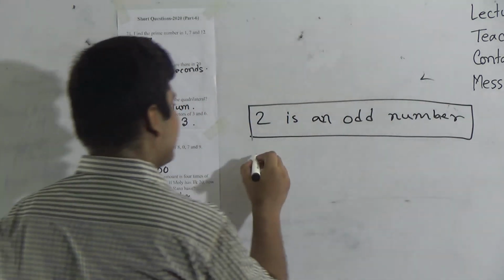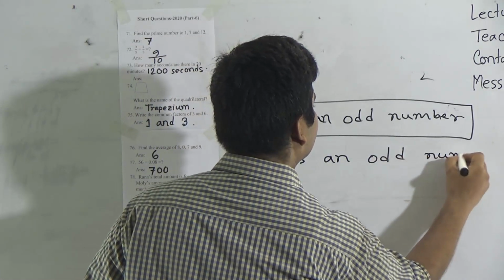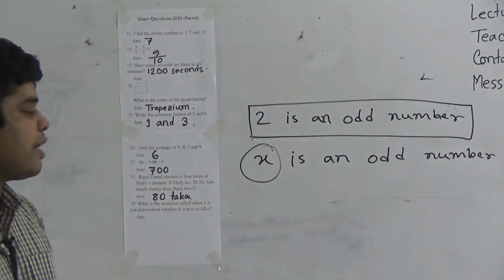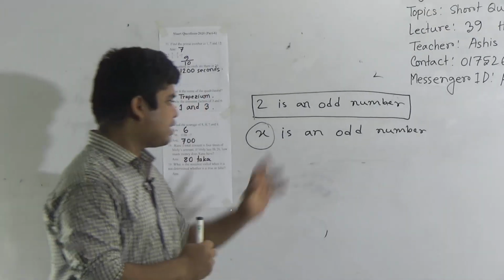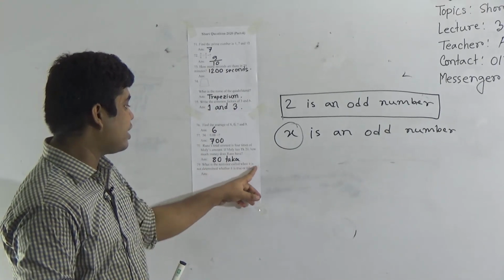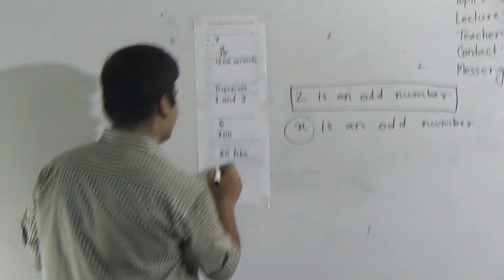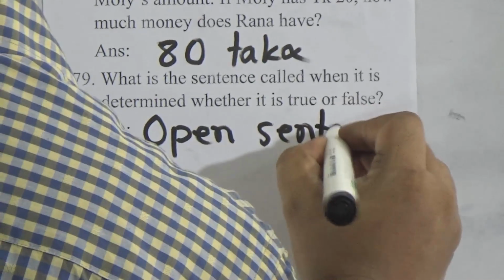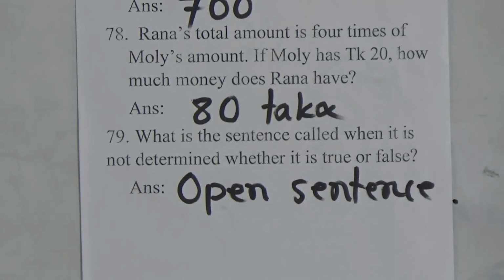On the other hand, if I write here x is an odd number, you don't know the value of x, and we cannot determine whether it is true or false. So this type of sentence is called an open sentence. So what is the sentence called when it is not determined whether it is true or false? Then the answer will be open sentence.